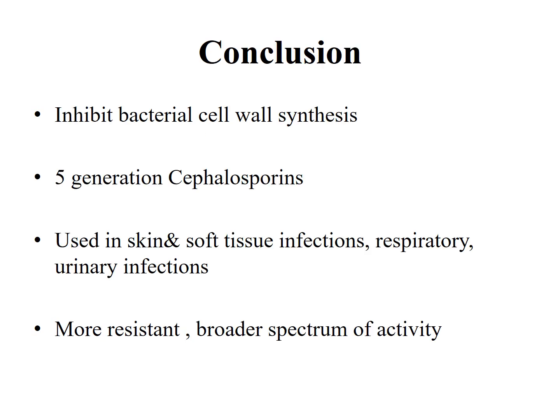To conclude, cephalosporins are bacterial cell wall synthesis inhibitors. We discussed 5 generations of cephalosporins and important points about each member. They are mainly preferred in skin, soft tissue infections, respiratory infections as well as urinary infections. So they show a broad spectrum of activity as we move from first to fifth generation, and the last generation compounds show great resistance towards the beta-lactamases produced by certain resistant organisms.